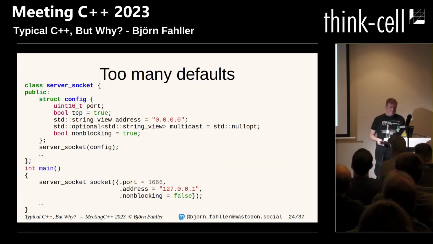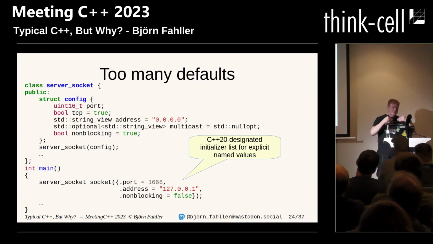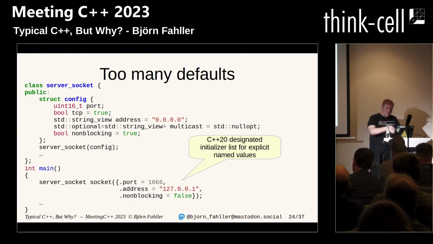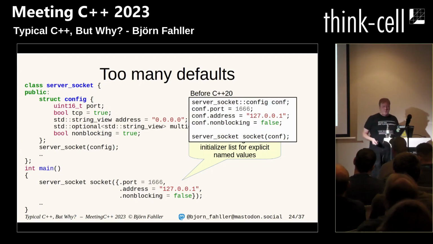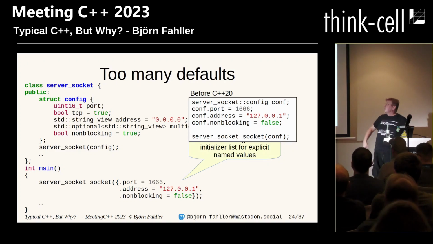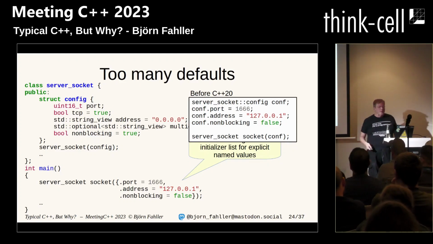If you're in C++20 or later, you can use the designated initializers to be very clear about what it is you want. So say, no, it's a server socket on port 1666 on localhost instead of on all networks. And in this case, I want the I/O to be blocking. This is nice. It's readable. Before C++20, one way of doing this is just start with default constructing, and then you make the assignments to the deviations from the defaults. It's okay.